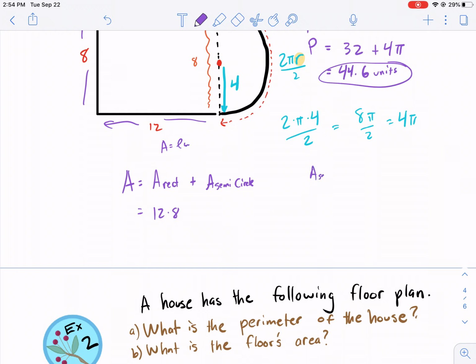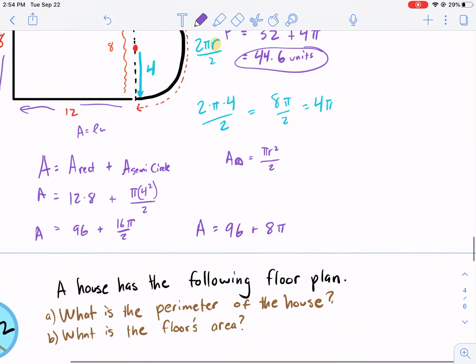Okay, area of a semicircle. We'll just draw it. Semicircle is equal to pi r squared, but because it's half, we're dividing by 2. Okay, so we're going to do pi, r is 4, but we need to square that first, and then we're going to divide by 2. So then we have 12 times 8. Well, we all know that is 96. Plus, we have 16 pi over 2. Area equals 96 plus 8 pi.